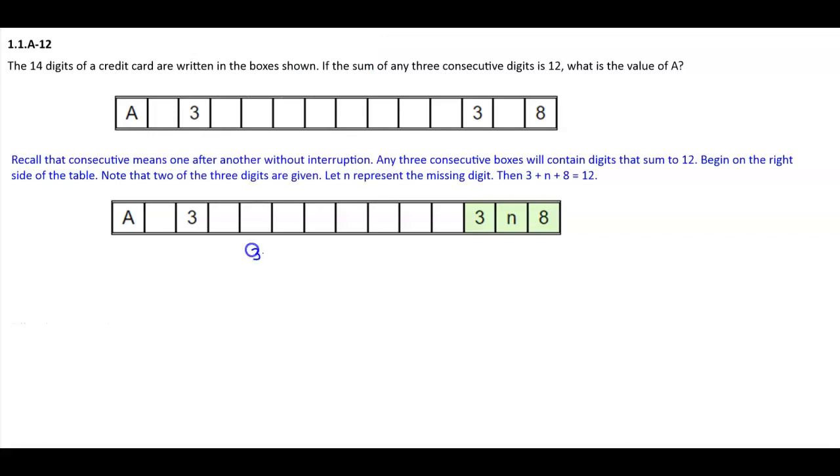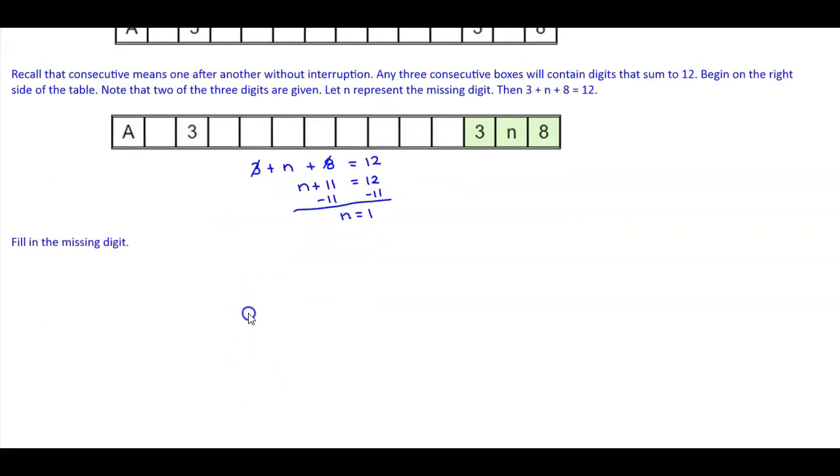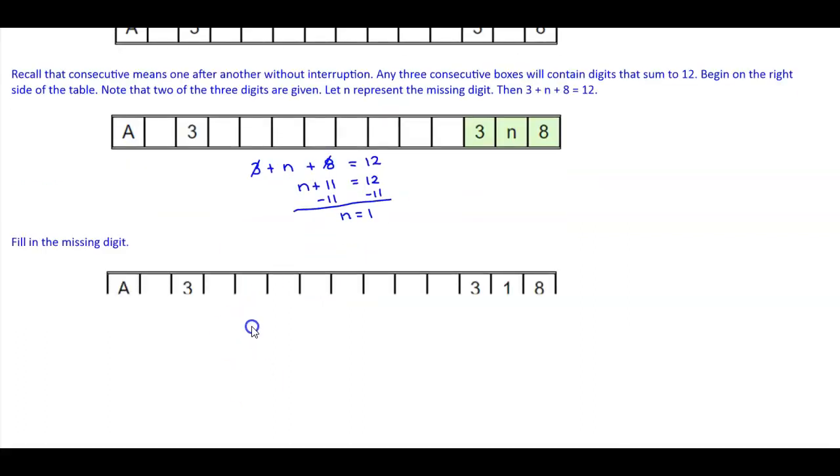So we have 3 plus n plus 8, and that's equal to 12. If we add 3 and 8, that gives us 11. Subtracting 11 from both sides tells us that the value of n is going to be equal to 1. So now that we found that missing digit, we can fill that number in as 1.